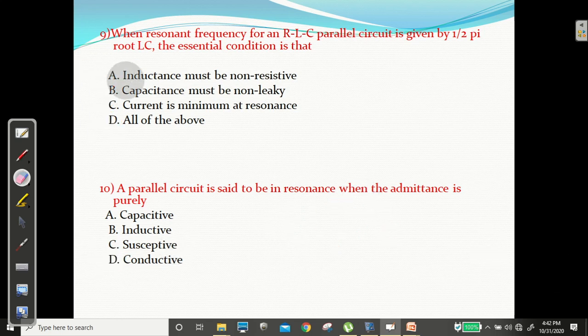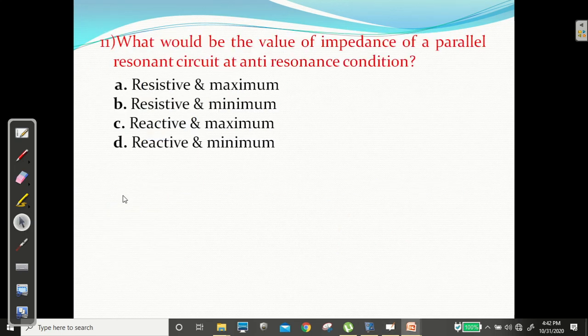Question number 11. What would be the value of impedance of a parallel resonance circuit at anti-resonance condition? It should be resistive and maximum. It should be maximum, so current will be minimum. That is the answer. A is correct.